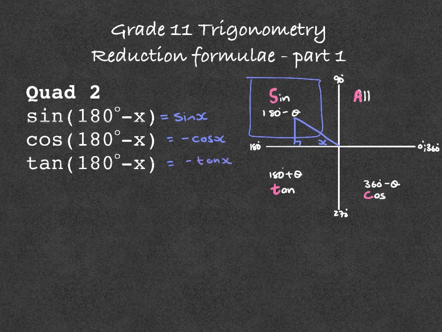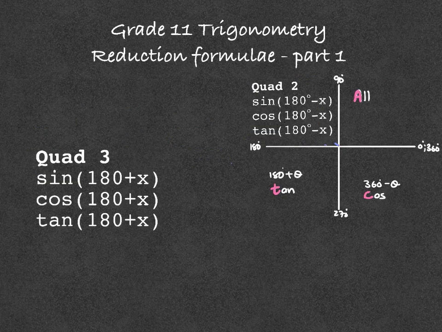So, in other words, if you've been presented with a question, sine of 180 minus x, the 180 minus x, this part here, is indicating which quadrant. The ratio of sine in that quadrant is positive. The ratio of cos in that quadrant is negative. And the ratio of tan in the second quadrant is also negative. Only sine has got a positive ratio.